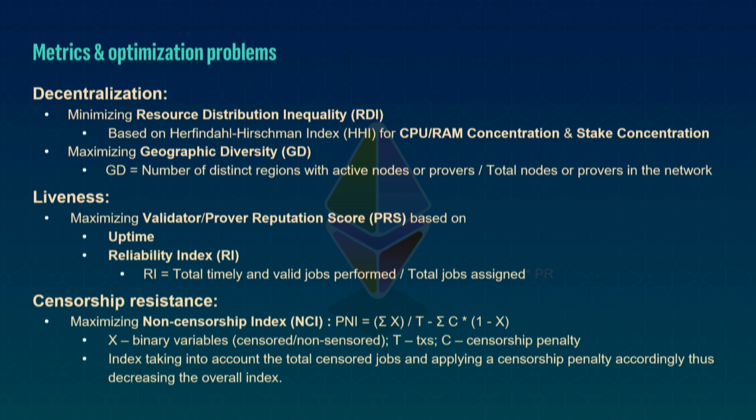I've been thinking quite a lot about maximizing a non-censorship index, which could be per prover or per node, per validator, taking into account the total censored jobs and applying some kind of censorship penalty, and thus decreasing the overall index of the certain node or prover. And then whoever is interacting with the protocol could know, or could even have this incorporated in their selection mechanisms.